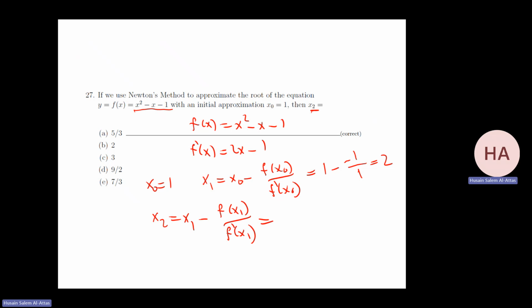So x2 will be x1 minus f of x1 over f prime of x1. x1 is 2. F of 2 is what? 4 minus 2 minus 1, that is 1 over f prime of 2, 4 minus 1, that's 1 over 3. That's 6 over 3 minus 1 over 3. That will be 5 over 3. Yeah.